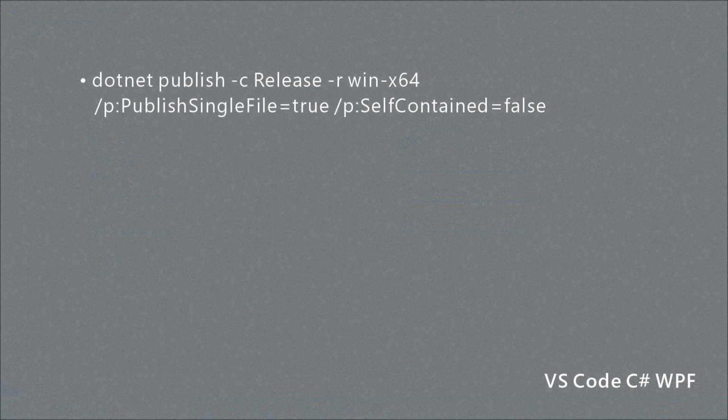A few other notes. When you build in VS Code, it produces DLL dependent exe files. Publish is required if you don't want the dependency. This is the command for Windows 64-bit. I'll leave it in the description.